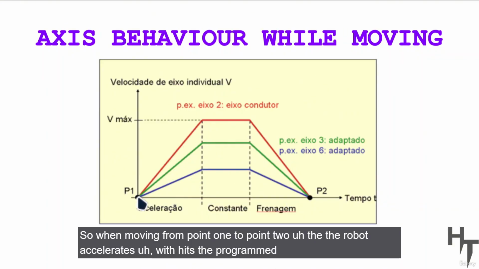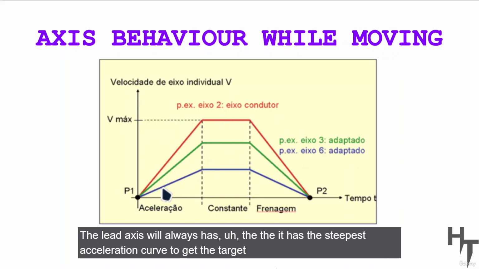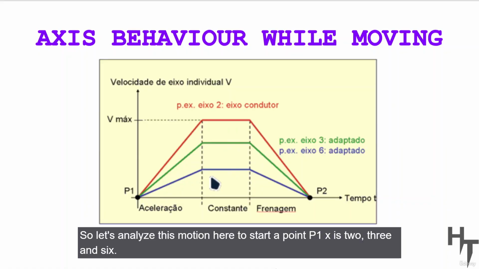So when moving from point 1 to point 2, the robot accelerates until it hits the programmed max speed, and maintains it. The lead axis will always have the steepest acceleration curve to reach the target faster, while other axes adjust to lower speeds to stay synchronized. So let's analyze this motion here.